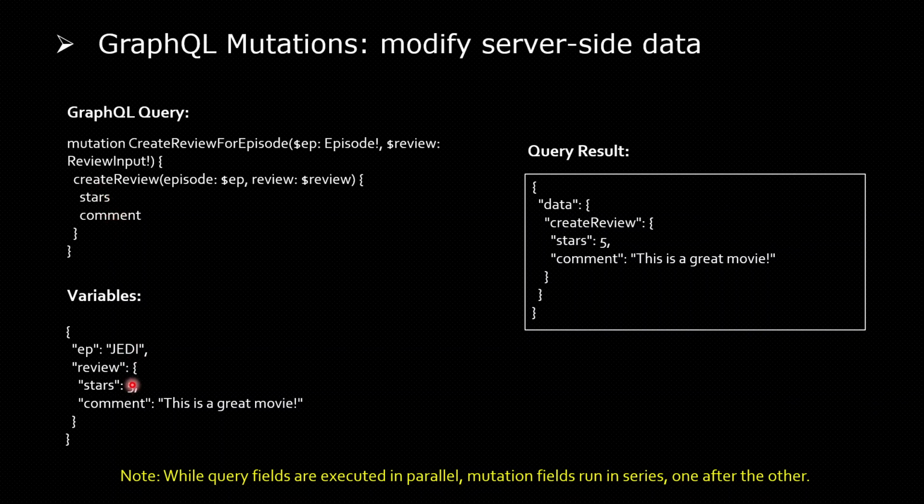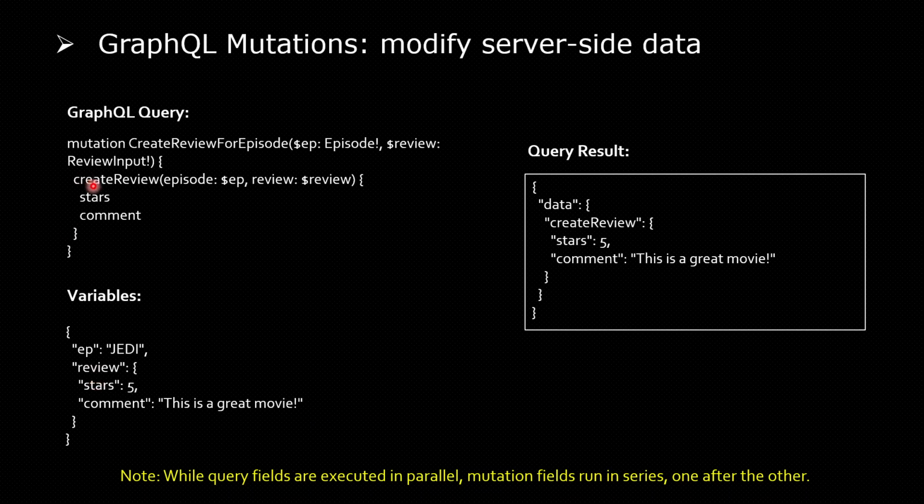This value is being passed from the user selection. So ep stands for Jedi, which is the Jedi episode, and for review the user is passing two things. First is stars, which is from 1 to 5. So the user has given 5 stars and has commented that it's a great movie.